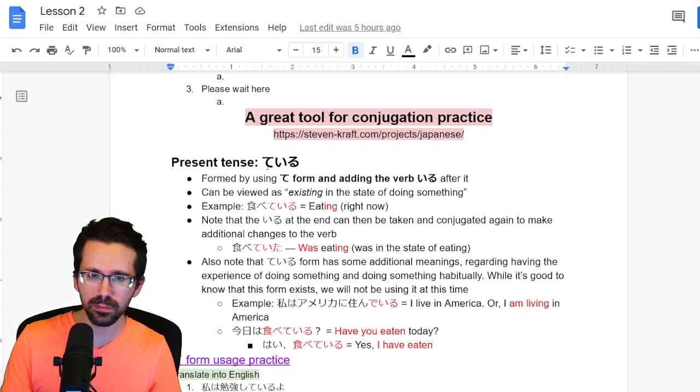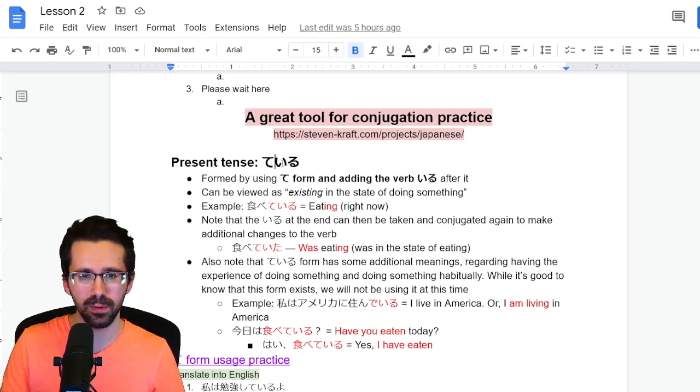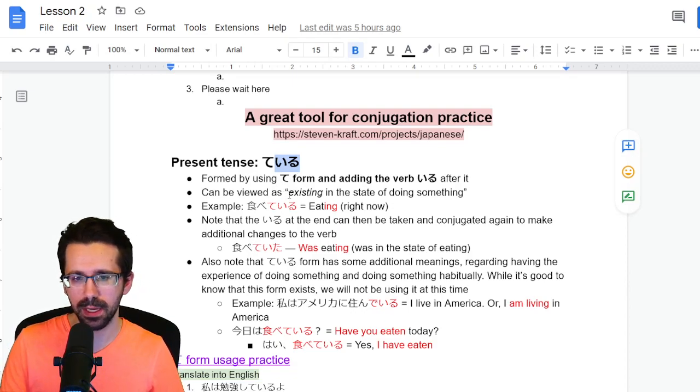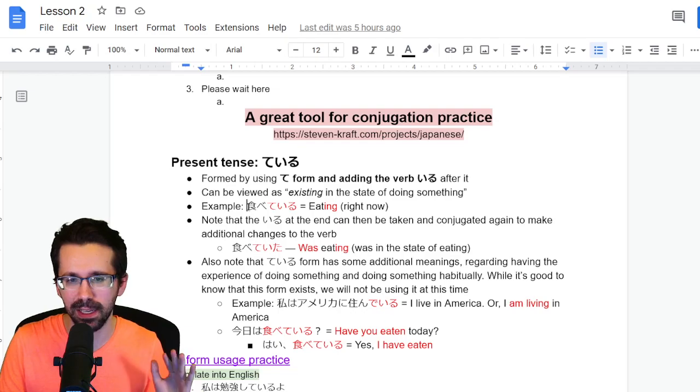So to make present tense, that is again going to be our second way of using te form. We will use a te form conjugation, and then we're adding the verb iru after it. And if you want to think about it this way, you can think that iru means to be or to exist. And so if we have te iru form, then it's existing in the state of doing something. So we can have tabete iru, and that means I am eating, or he is eating, or she, or whoever our subject is, present tense eating right now. And again, iru means to exist, so you could view this as currently existing in the state of eating.